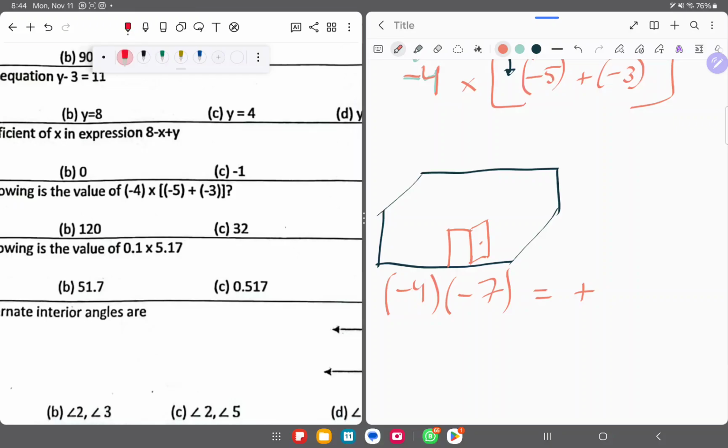Okay, so 4 times 7. Now, what is 4 times 7? 4 times 7 is 28, so plus 28. So this is the answer.